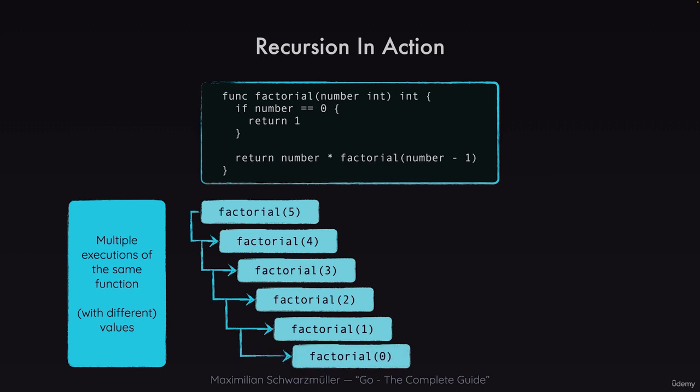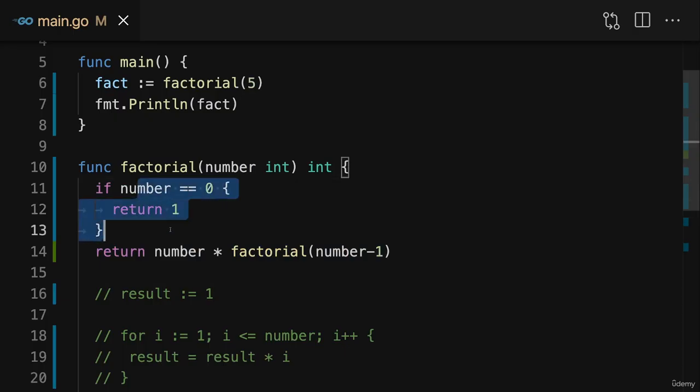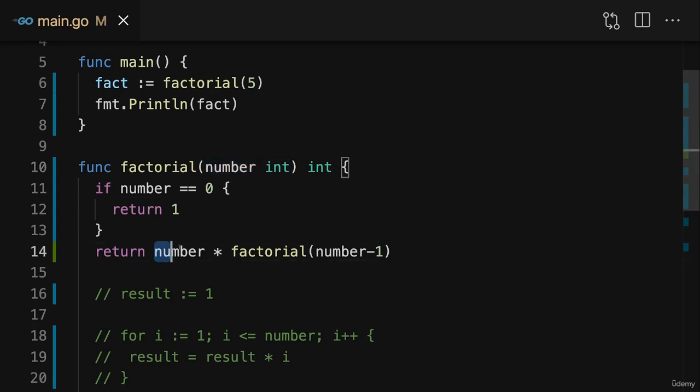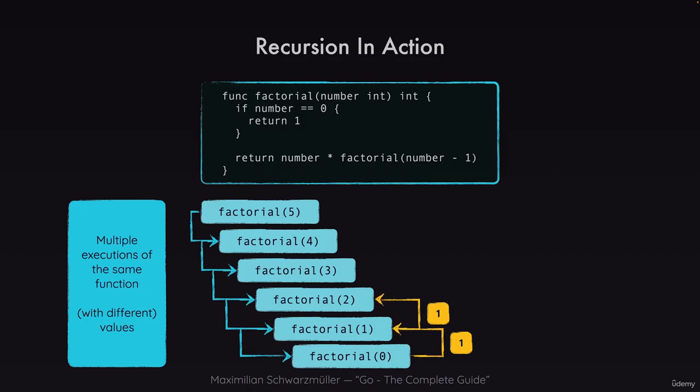We have a couple of other function executions on hold right now, but a new function execution starts now with 0 as a value. Now we make it into this if check, so now we don't reach this line, and we return 1 instead. So now we have the first function execution that did really finish, and that 1 is returned to the function execution that we started before, where number was 1. So now we have 1 times 1, because that was the return value for calling this function with 0. And therefore we return 1 and another function execution finished.